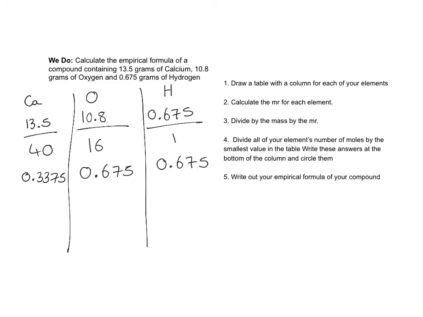So it's obviously going to be this one. We divide them all then by the smallest number. So we're going to have 0.3375 there. That's going to give me 1.